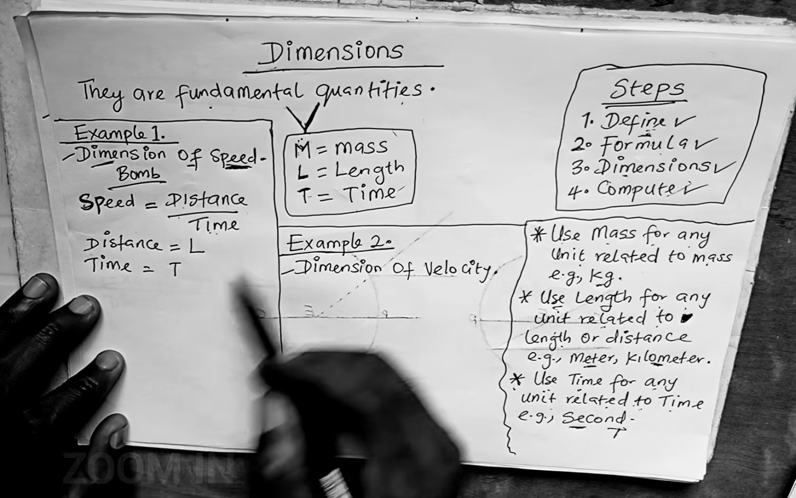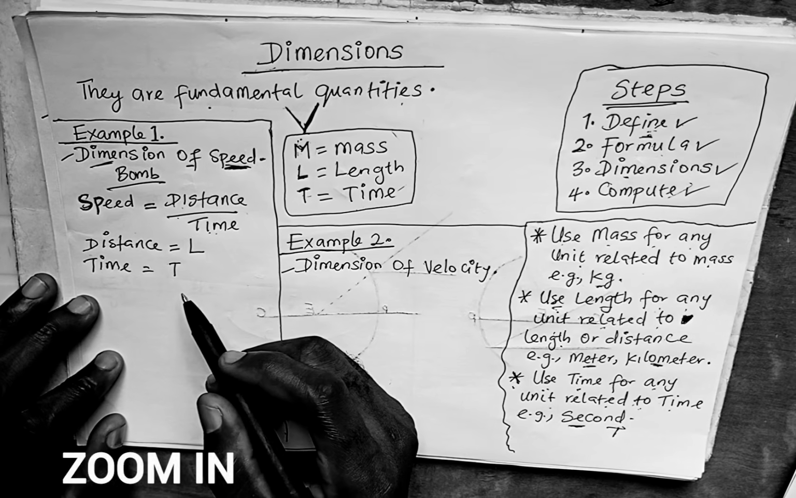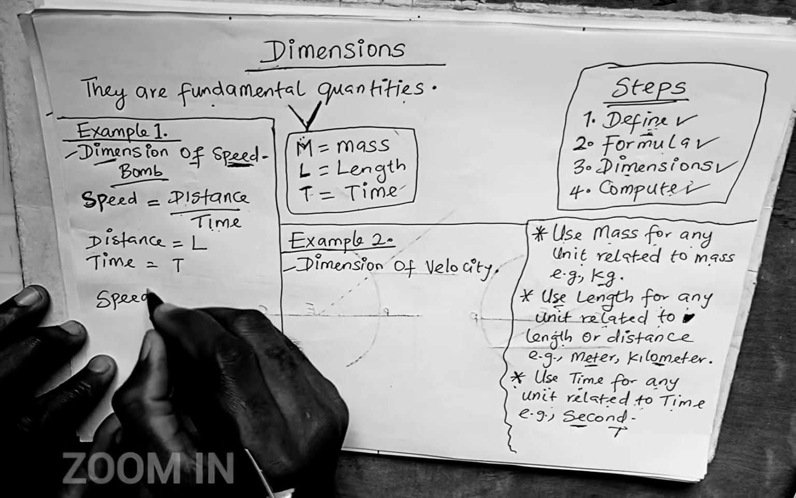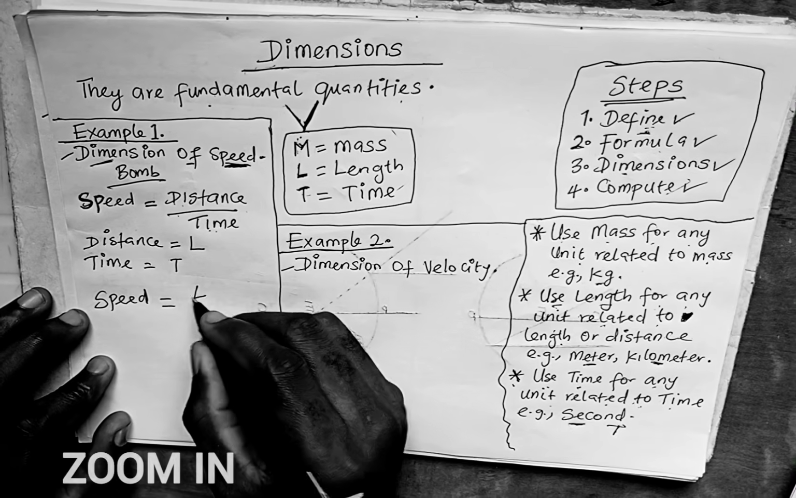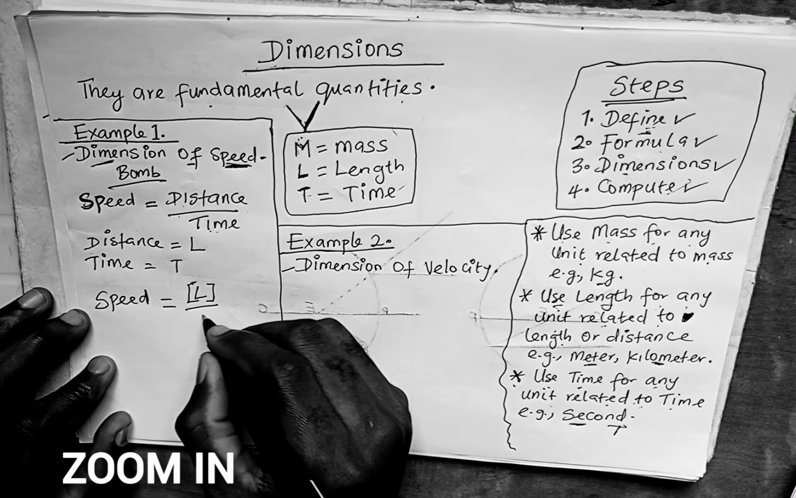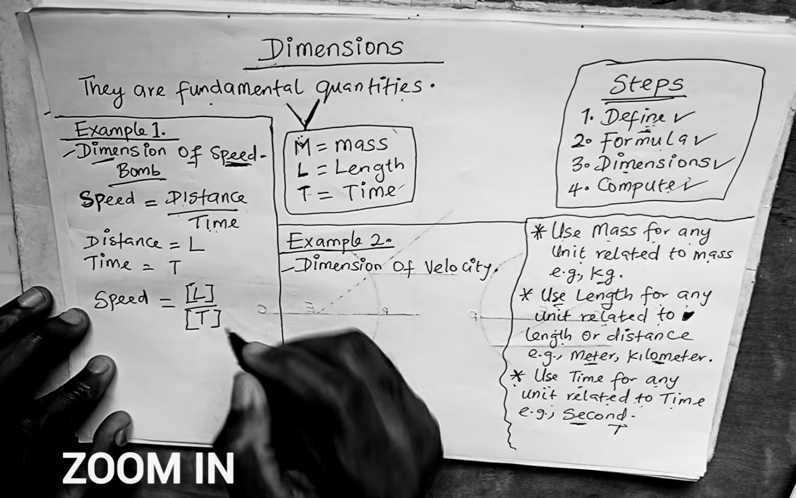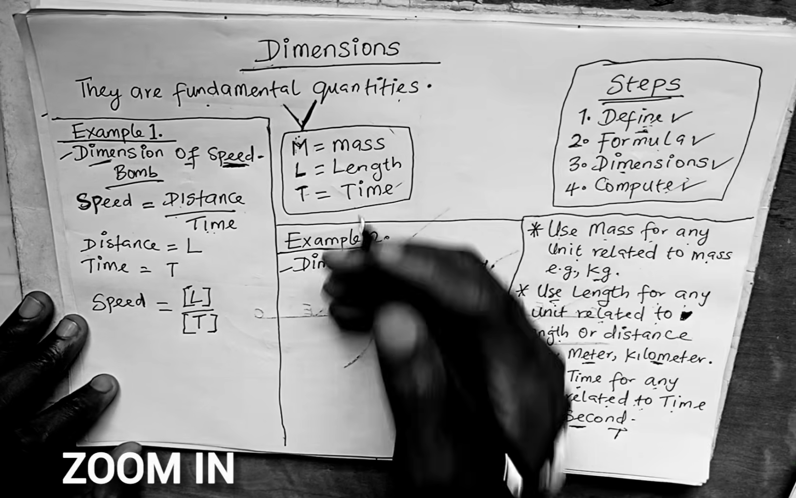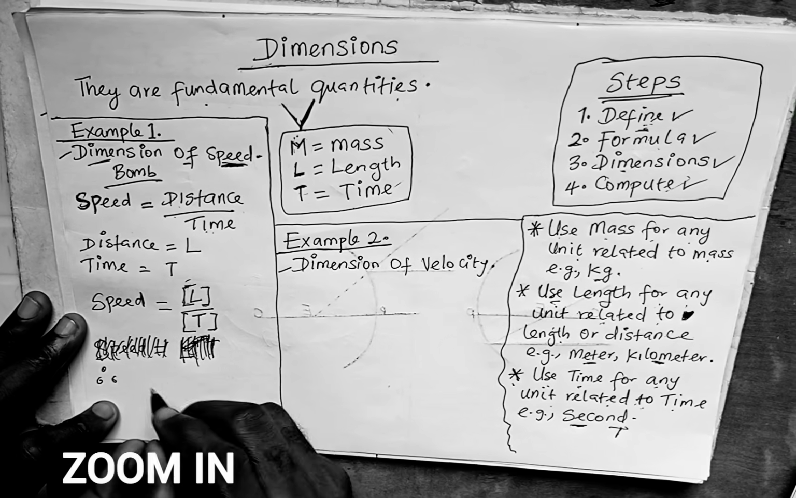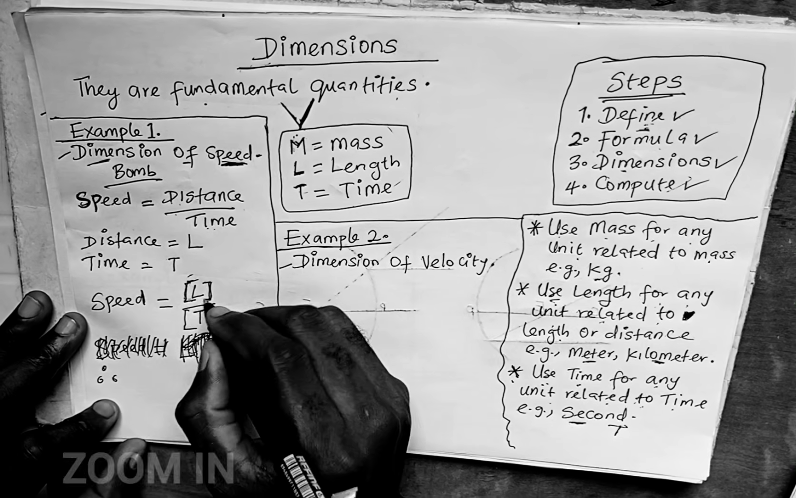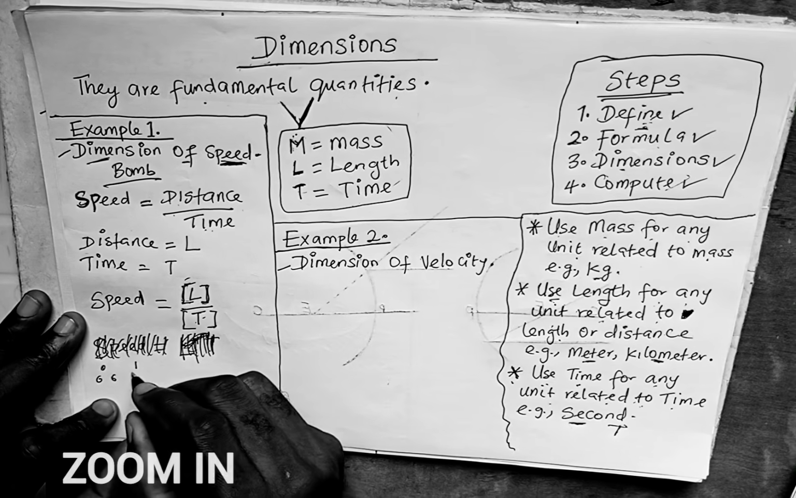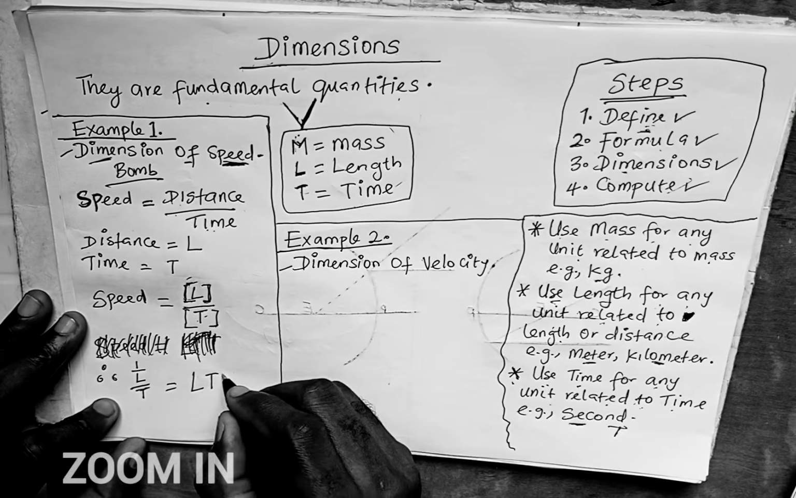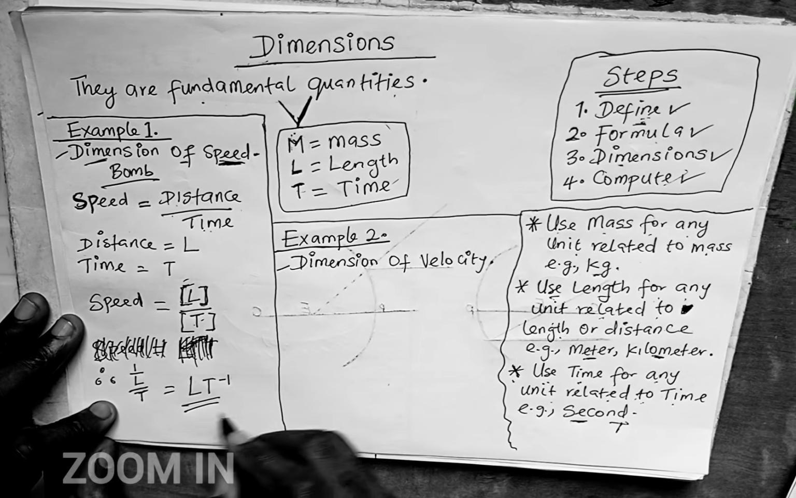For us to now write out the dimension of speed, the next thing is to compute. We compute everything together using basic mathematics. Remember what the formula says: speed. Our speed will now be equal to L, put the L in bracket, over T. So we are computing the dimension now. L divided by T is L over T, which using mathematics is L T raised to power minus 1. So this is the dimension of speed.